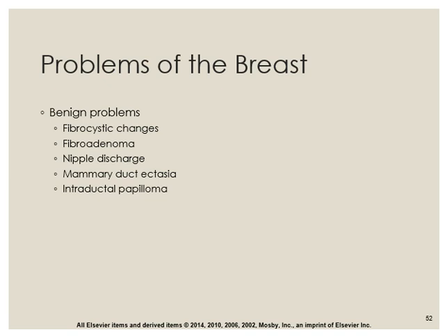Benign problems of the breast consist of fibrocystic changes, fibroadenoma, nipple discharge, mammary duct ectasia, and intraductal papilloma. Approximately 50% of women experience a breast problem at some point in their adult life. The most common benign breast problem is fibrocystic changes.